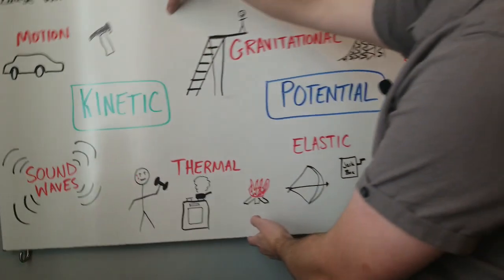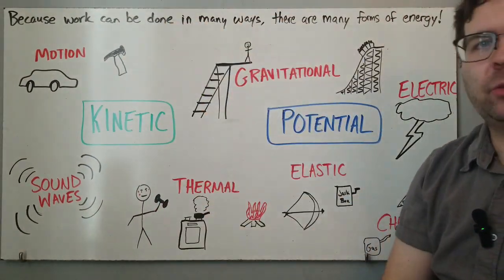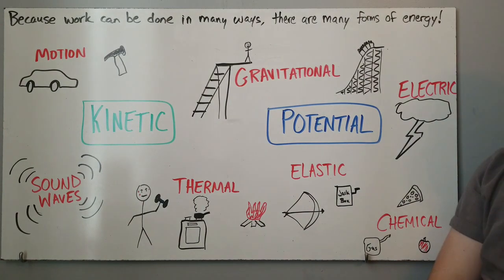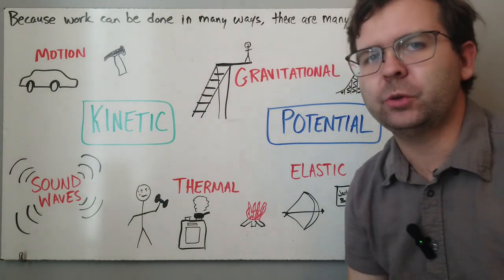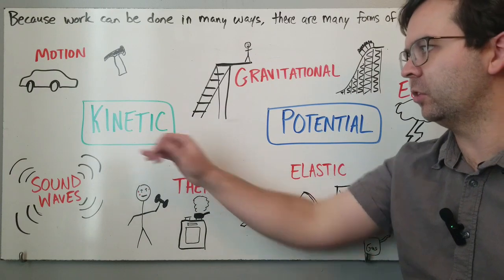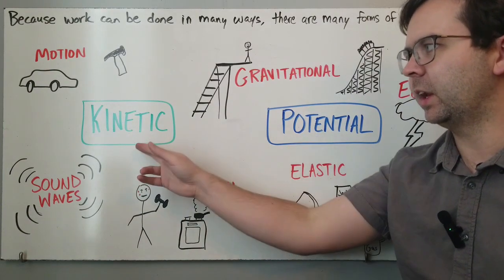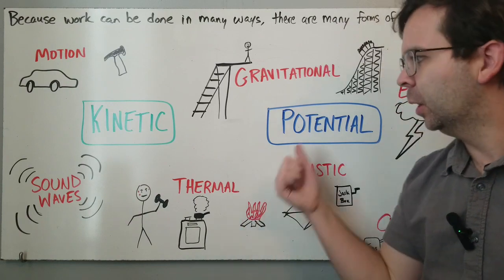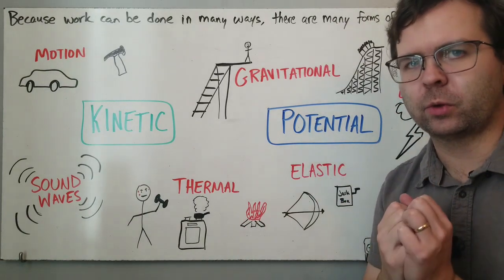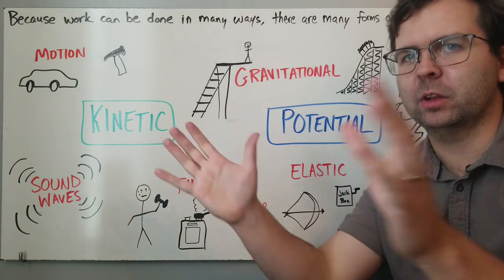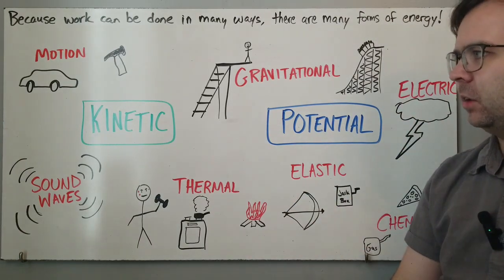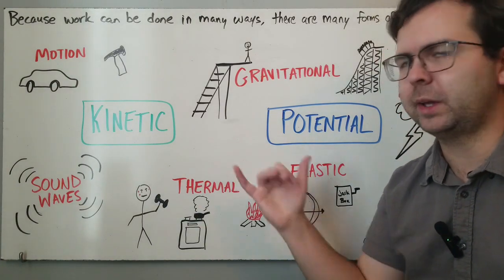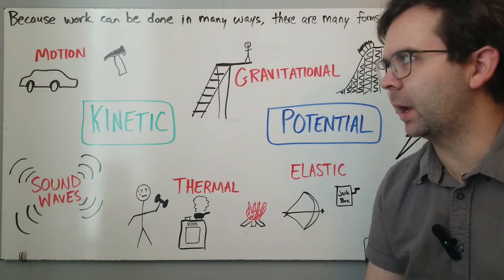Because there are so many different ways that objects can do work, work is defined as just applying a force over a distance. Because there are so many ways you can do work, there are so many different forms of energy. The big two categories of energy are kinetic energy and potential energy. Kinetic energy is things that are moving already. Potential energy is energy that's stored back and held in readiness, ready to be unleashed or released. And you can further divide these two big categories into smaller subcategories.